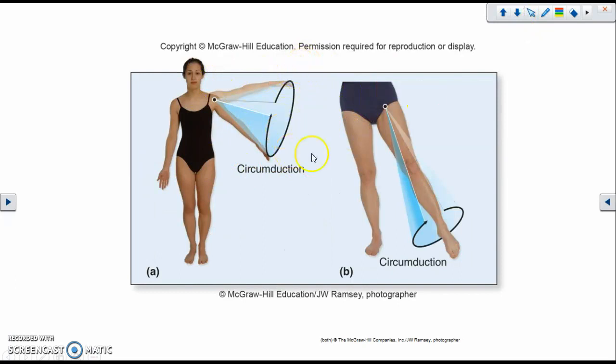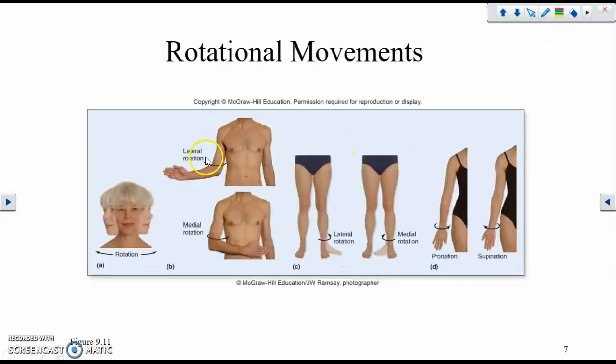Circumduction is, in this case, rotational motion. And if you want to think about circumduction, just know that circumduction actually comes from conical motion. See, if you look at this, it looks like a cone. So if any joint, if you do a movement, it can do a conical movement. That's called circumduction. Okay, we have a lot of rotational movements here. Lateral rotation, okay, it means to, again, away from the midline. Medial rotation is towards the midline.